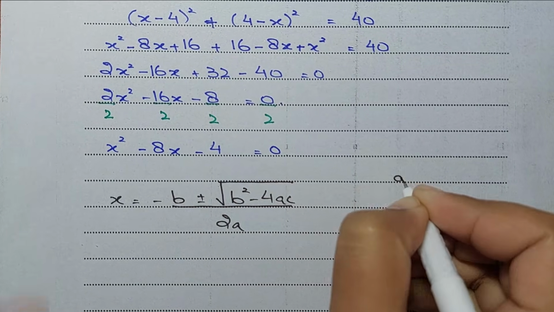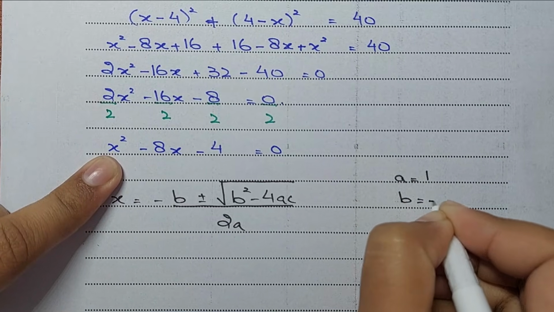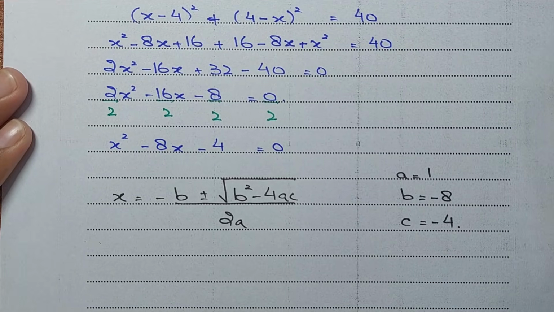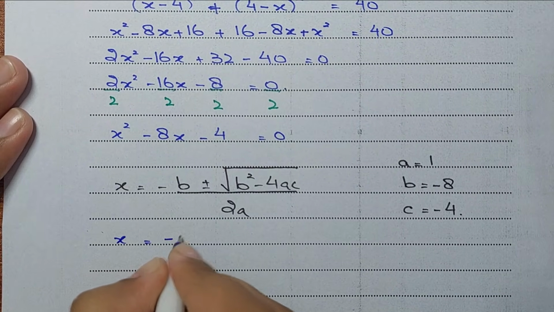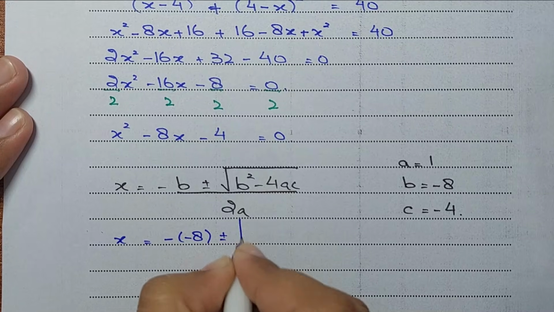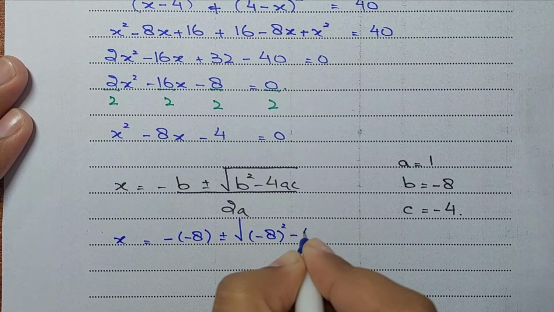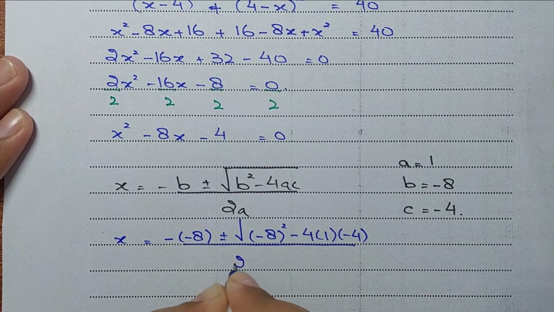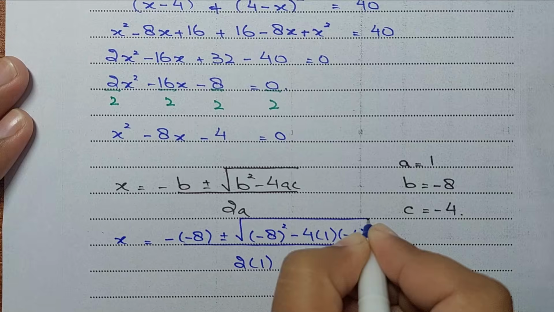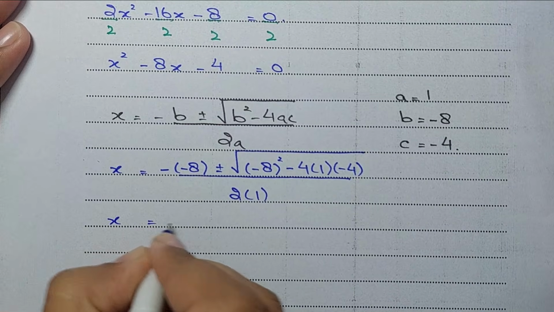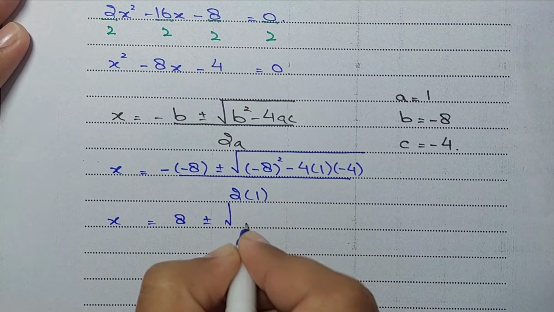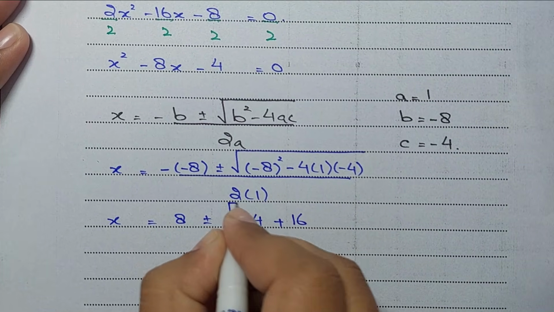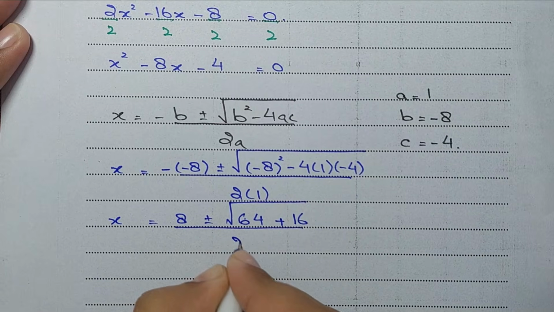Now a is the coefficient of x square, which is 1, b is the coefficient of x, which is negative 8, and c is the constant term, which is negative 4. Just substitute everything into the formula and solve for x. Minus b is minus minus 8, plus minus square root of minus 8 square, minus 4 times a times c, divided by 2 times a. Now x is equal to 8 plus minus square root of 8 square is 64, plus 4 times 4 is 16, divided by 2 times 1 is 2.